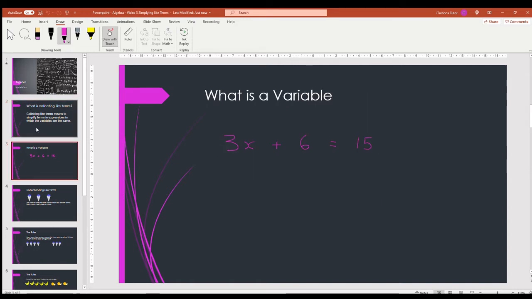Let's start by looking at what is a variable. A variable is a symbol, usually a letter, used for an unknown value. In this equation, the letter x is a variable. It represents an unknown value. The number that sits before the variable is known as the coefficient. A coefficient is a number that is being multiplied by the variable. The 6 and the 15 are known as constants, and constants are fixed numbers.